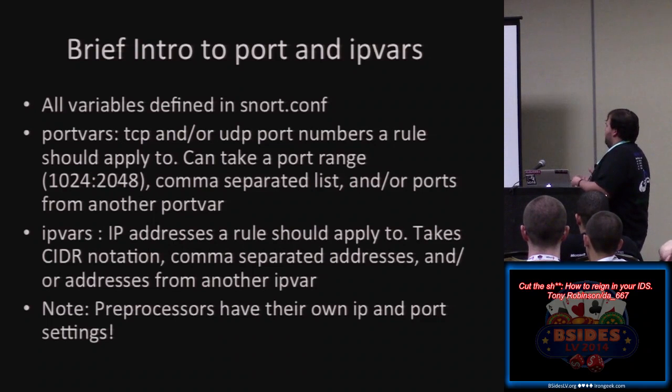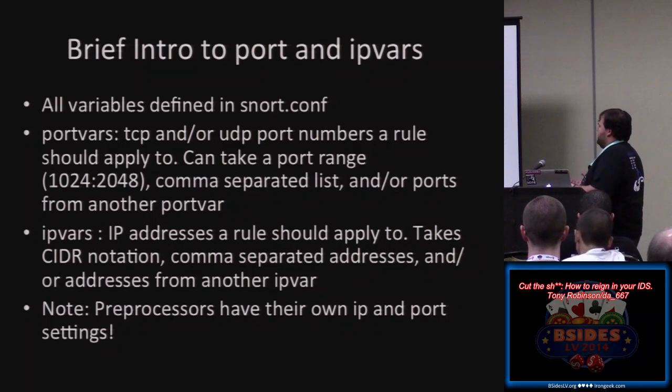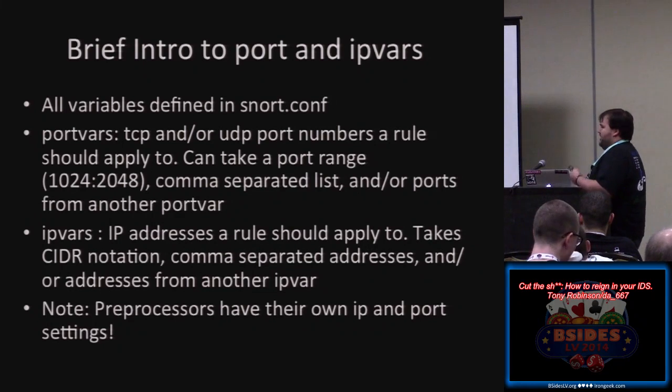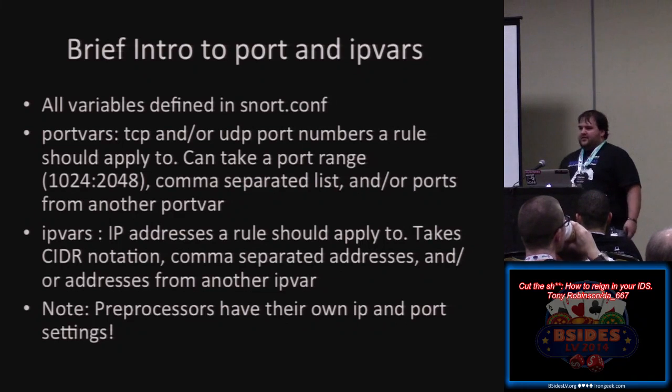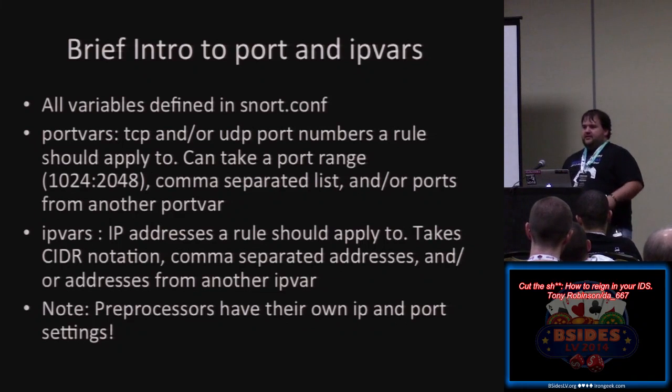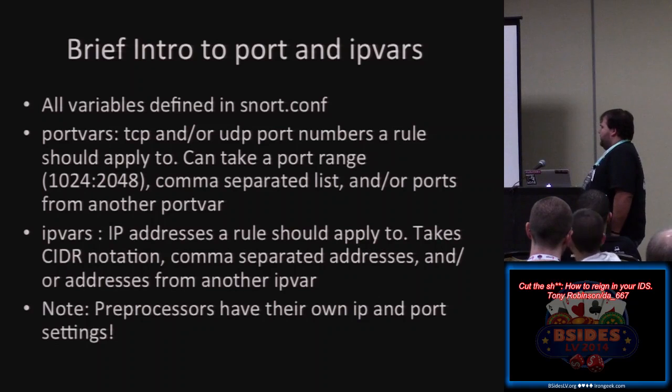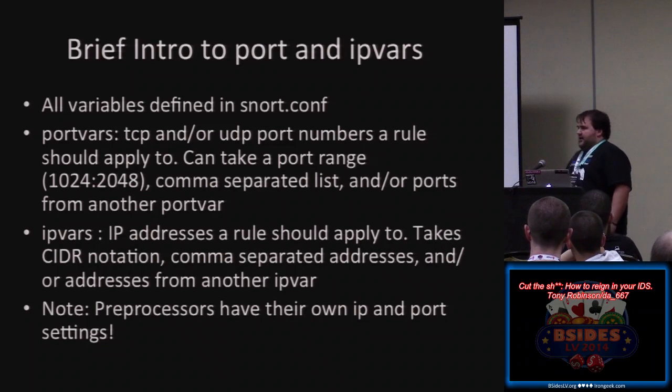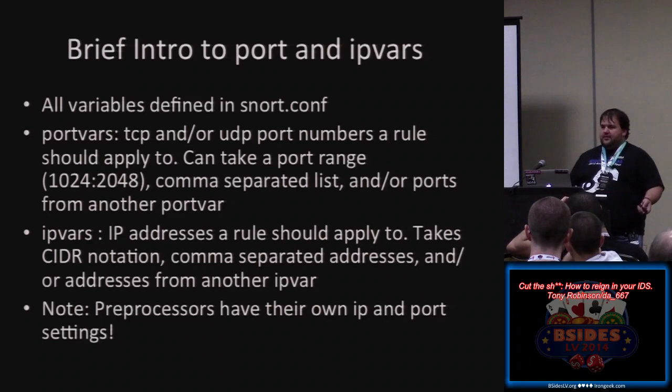Starting with port variables, these are TCP and UDP port numbers that a rule should apply to. They can take port ranges, a comma-separated list of ports, or even substitute the value of another port variable. IP variables work pretty much the same as port variables, except you're looking at IP addresses. They take CIDR notation, a comma-separated list of IP addresses, and again, you can substitute the value of one IP variable and put it inside of another.